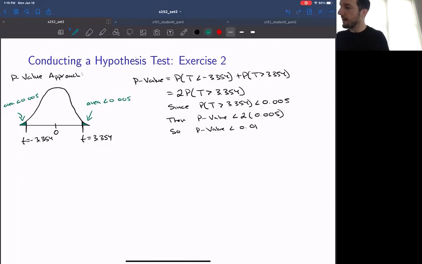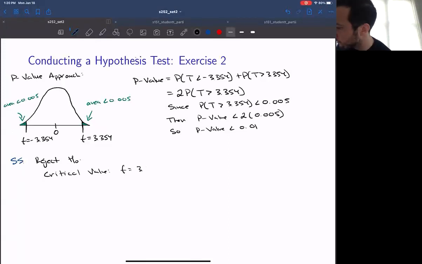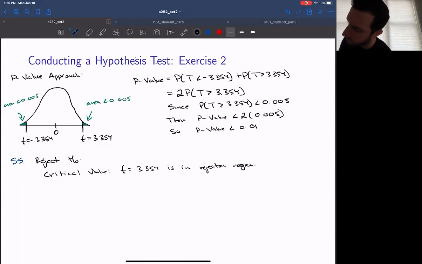All right, so we can see that regardless of which approach we take, we're going to end up with the same conclusion. In both cases, we are going to reject H0. If we consider the critical value, we can say that t equals 3.354 is in the rejection region. And if we consider the p-value, we can say the p-value is less than alpha.